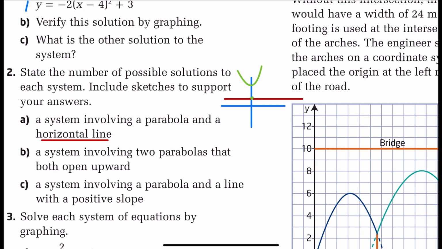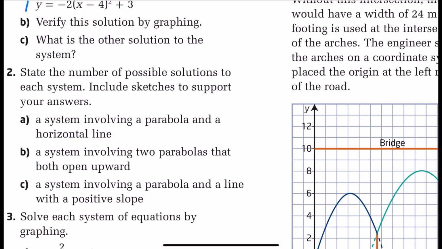The third example is when your parabola is actually cutting the line at two points. For example, like this. Now my parabola is cutting my line at 2 points, this one and this one. So in this case, there are 2 solutions.